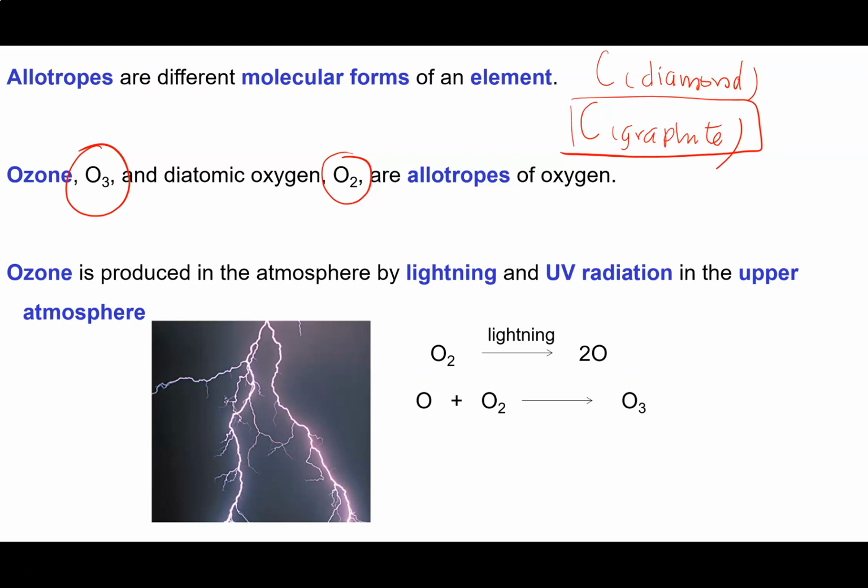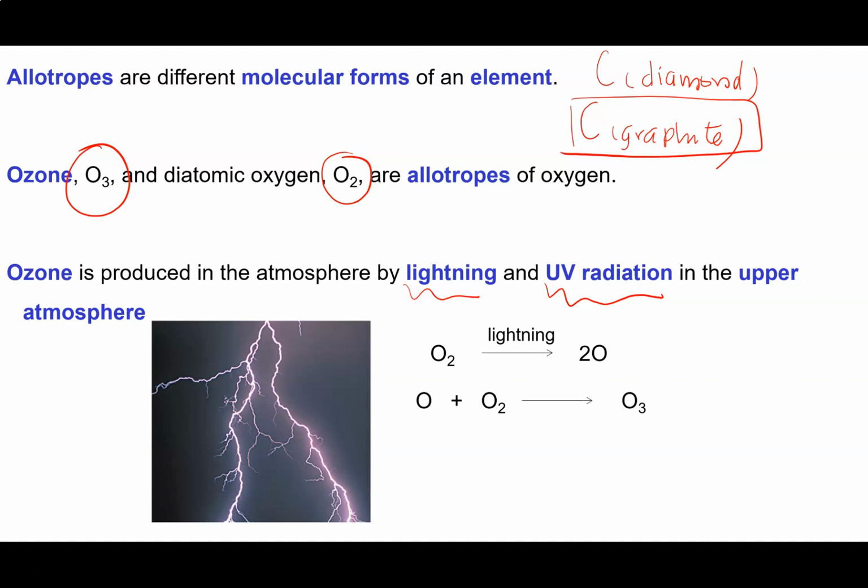And we see ozone being produced in high energy environments. A good example would be in lightning storms. You sometimes get a characteristic smell of sort of like electricity. That's ozone. The other high energy environment where we see ozone being formed is where we have a lot of UV radiation, which is very energetic light. That's light with a smaller wavelength than violet, and we see a lot of that in the upper atmosphere.